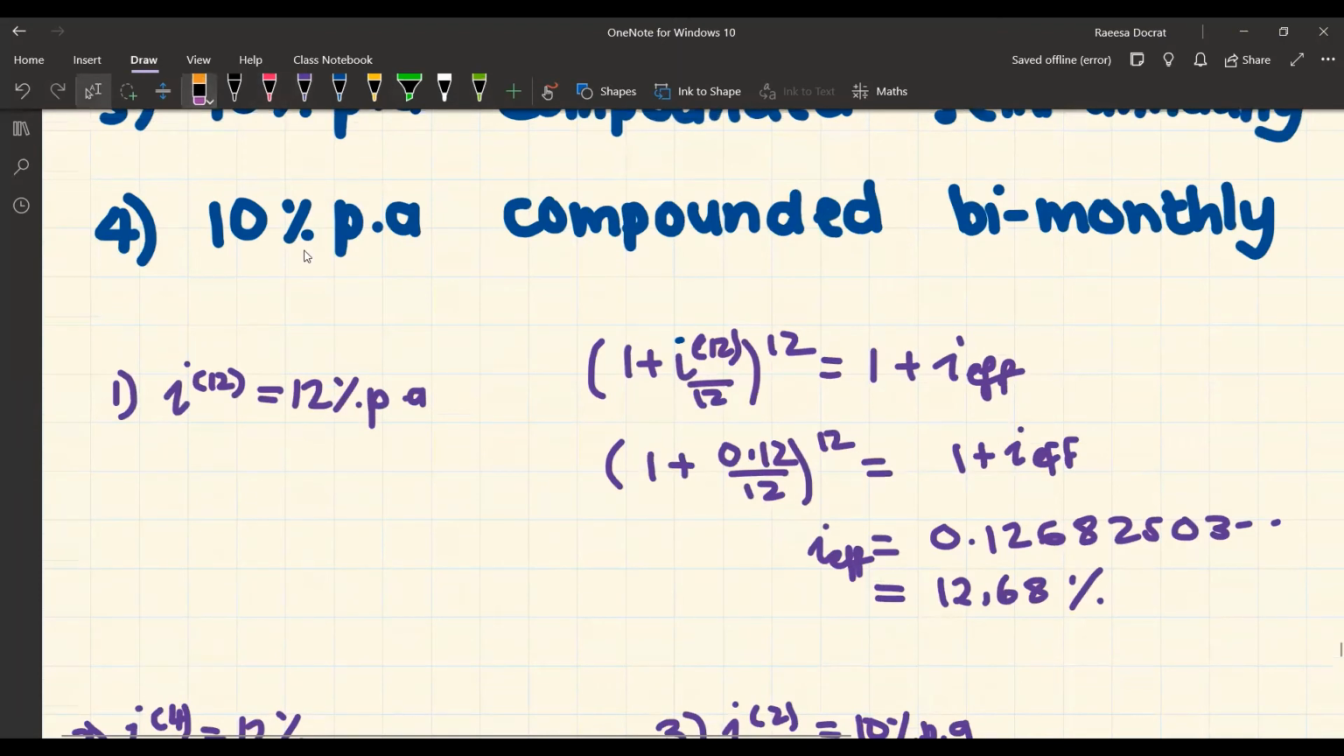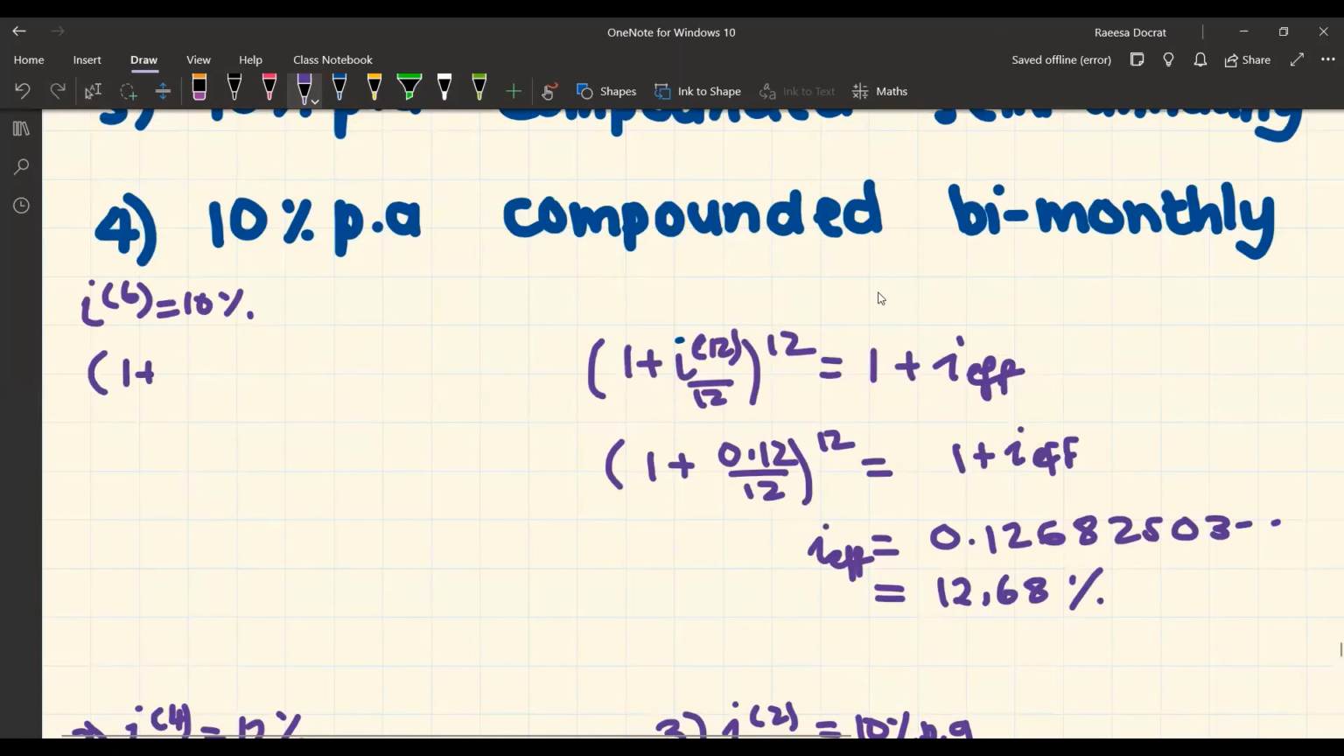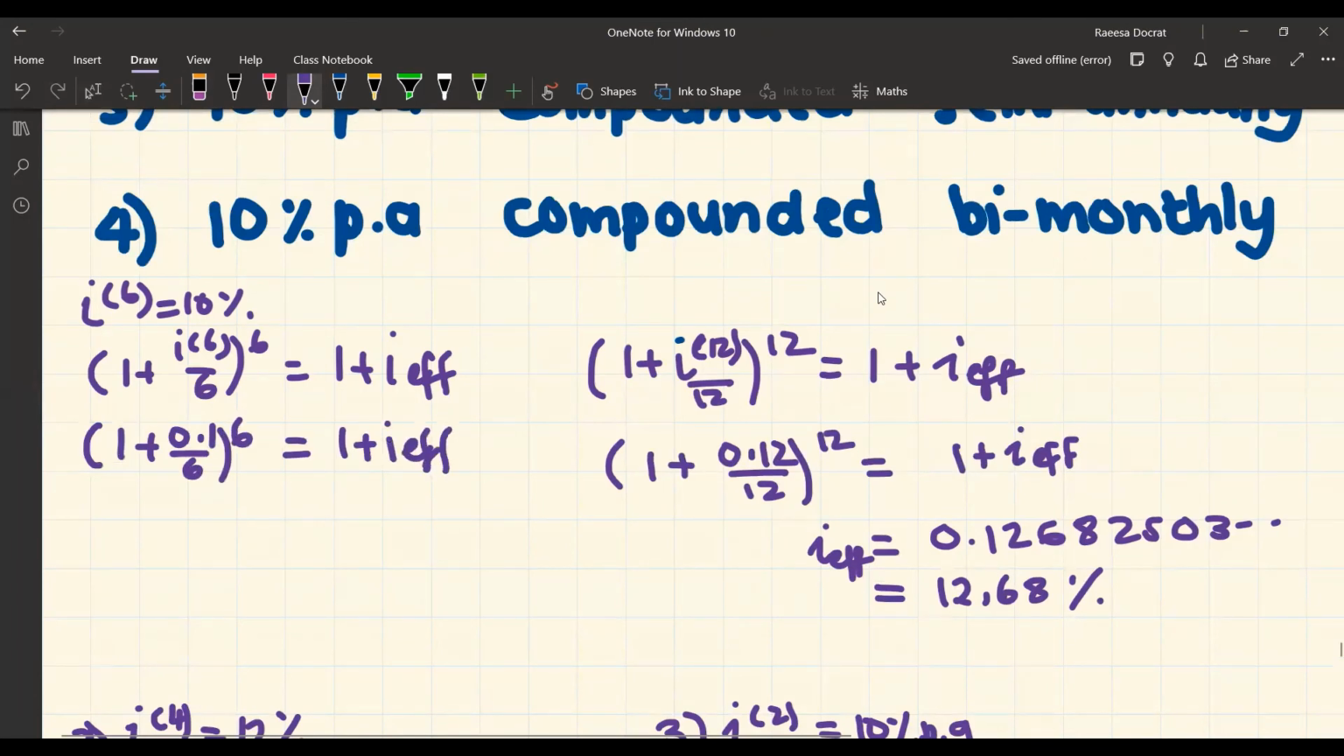10% per annum compounded bi-monthly. So we have i_6 is 10%. So we have (1 + i_6/6)^6 = 1 + i_effective. So we have (1 + 0.1/6)^6 = 1 + i_effective.